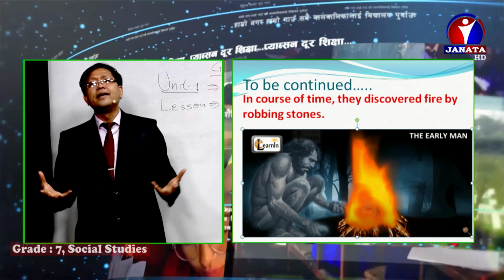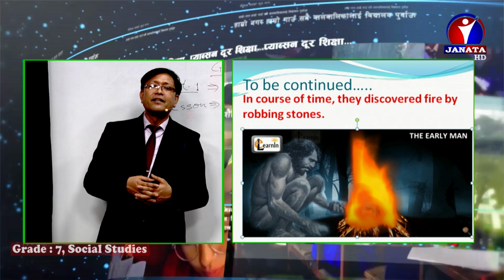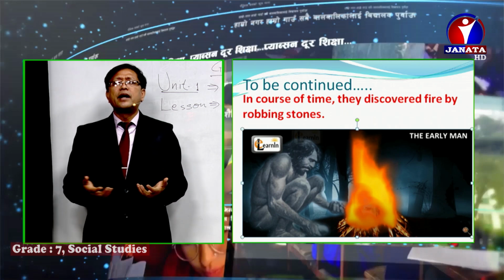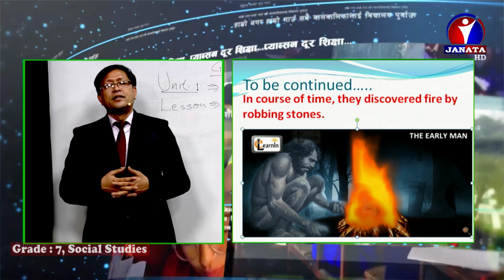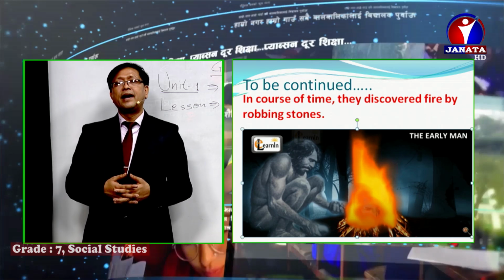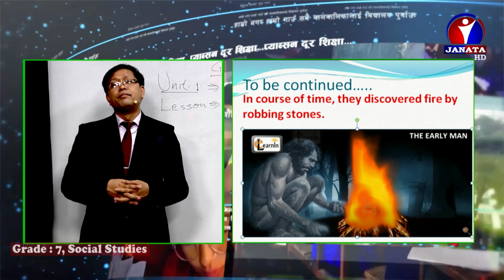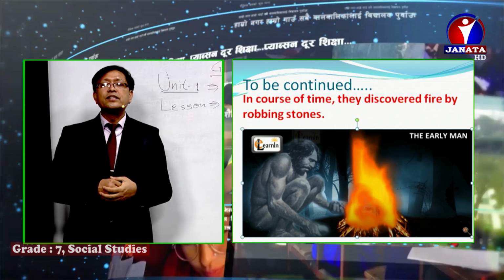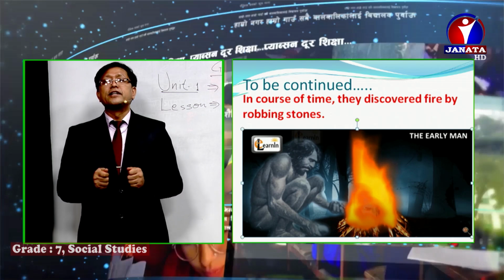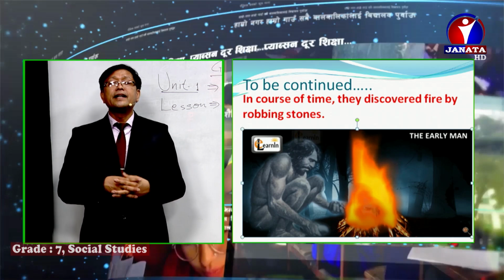Dear students, suddenly, in course of time, they discovered fire. All right, they discovered fire. They invented fire by rubbing stones, and some archaeologists also say that by rubbing stones they invented fire, or fire was caused by forest fire, and by rubbing stones against each other. This is how, anyway, fire was discovered by rubbing stones, all right? And fire discovered. And boys and girls, then after what happened?